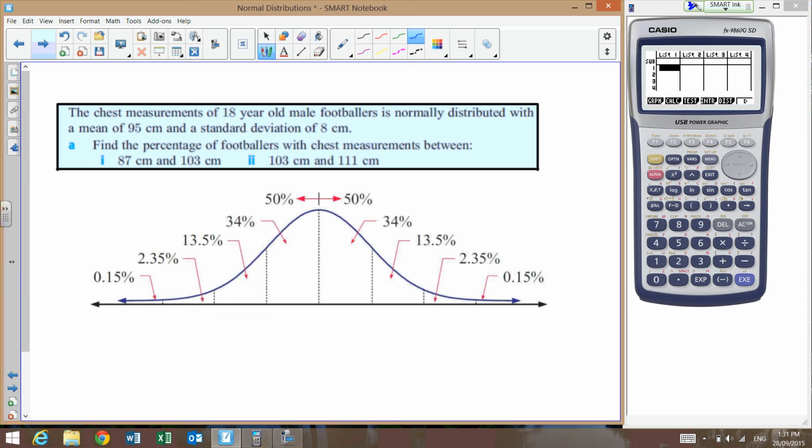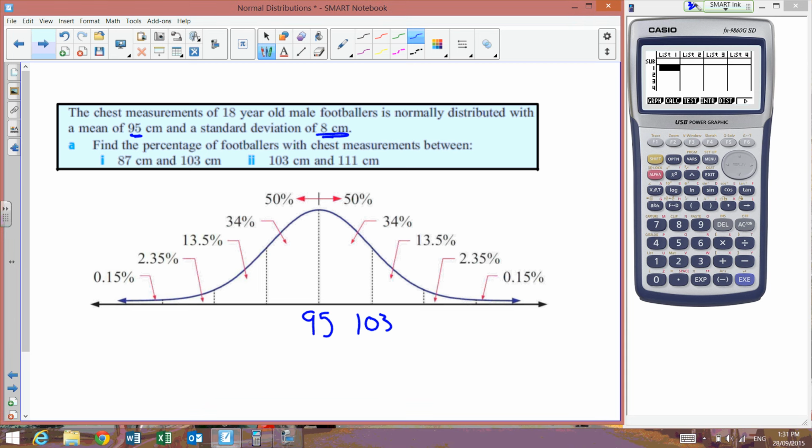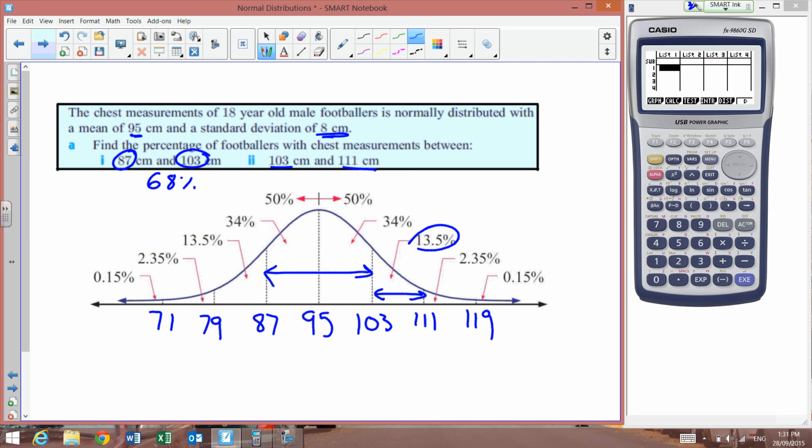Again, another example, mean of 95, 95 in the middle, standard deviation of 8, 103, 111, 119. So between 87 and 103, what percentage lies between here and here? Well, we know that that is 68%. 103 and 111, well, that's from here to here, 13.5%. This is why this diagram is really important for you to include.